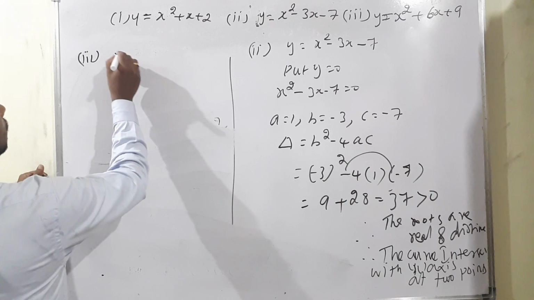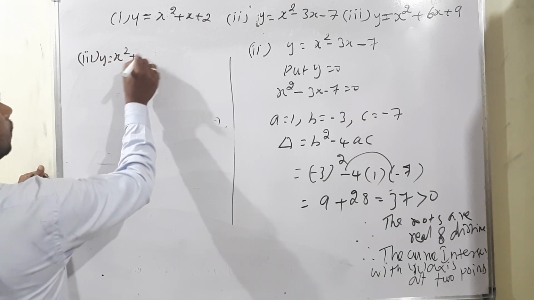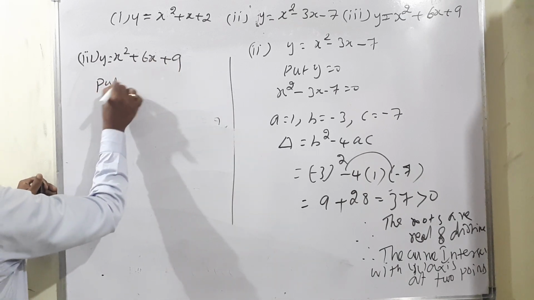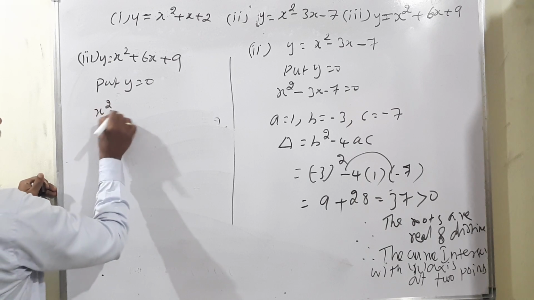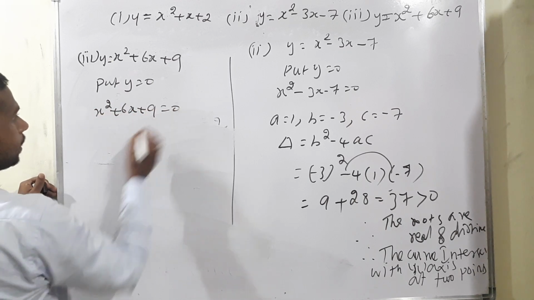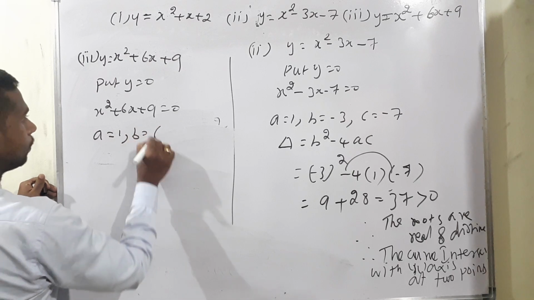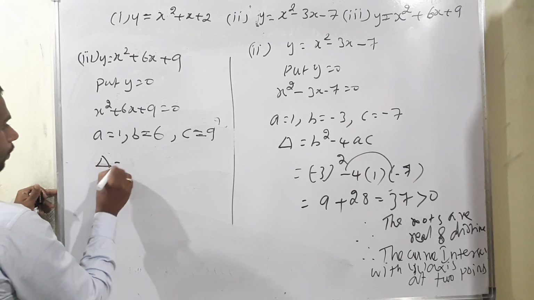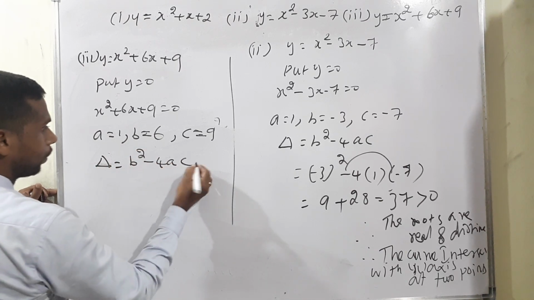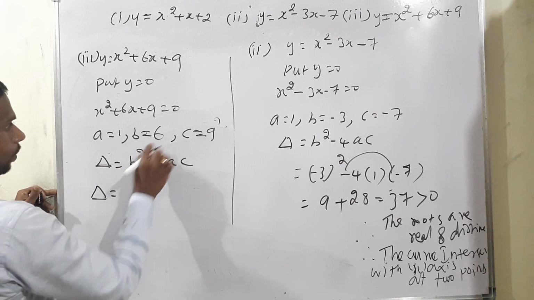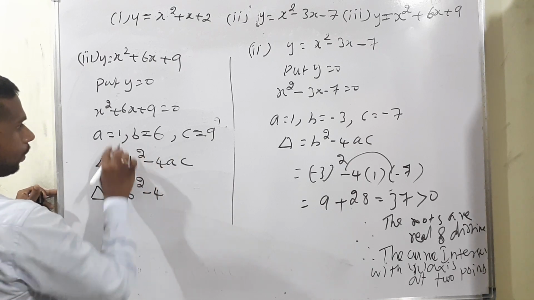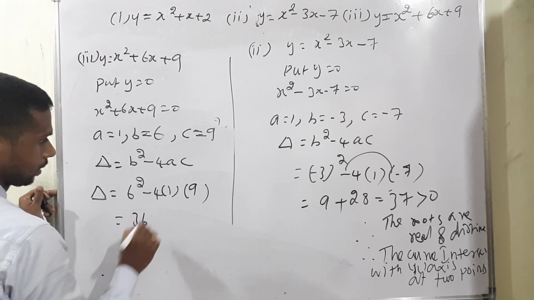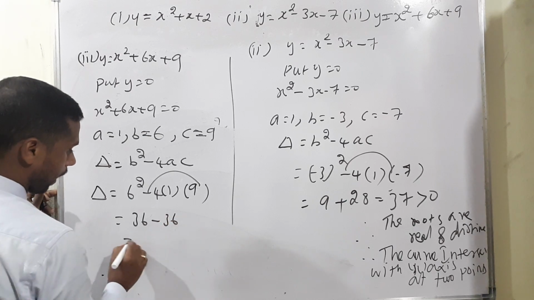Subdivision third. y is equal to x square plus 6x plus 9. To convert for equation means put y is equal to 0. Therefore, x square plus 6x plus 9 is equal to 0. a is equal to 1, b is equal to 6 and c is equal to 9. So again discriminant form, del is equal to b square minus 4ac. Therefore, del is equal to 6 square minus 4 into a value 1, c value 9. 6 square means 36, 4 9s are 36. Therefore, answer we have 0.